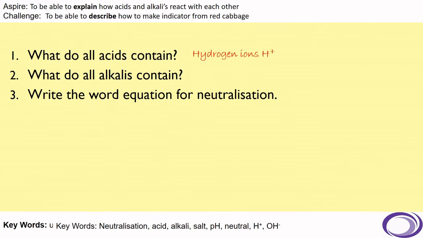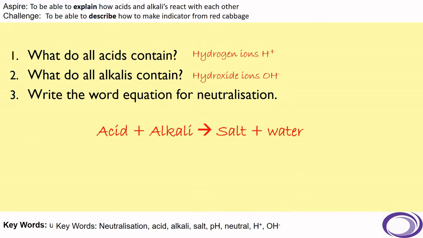All acids contain hydrogen ions, which can be represented as a H with a tiny plus up in the air like a square, but it's called superscript. All alkalis contain hydroxide ions, which are OH, both capitals, with a superscript minus. And the word equation for neutralisation would be acid plus alkali forms salt plus water.